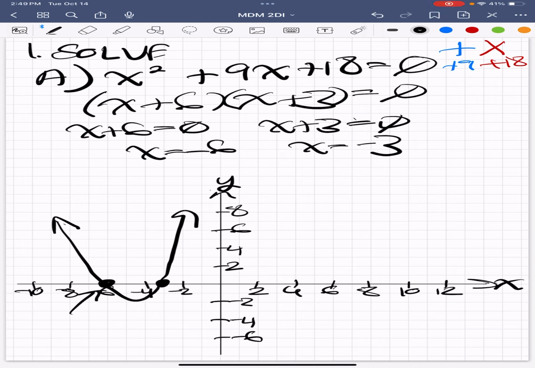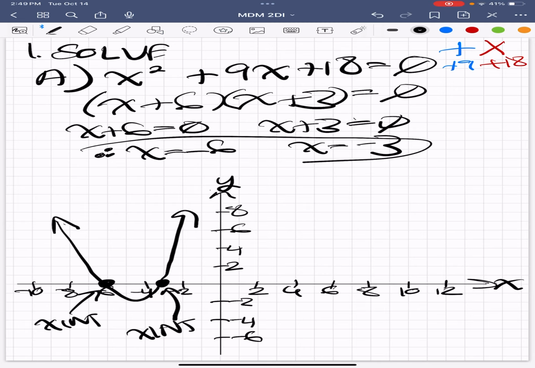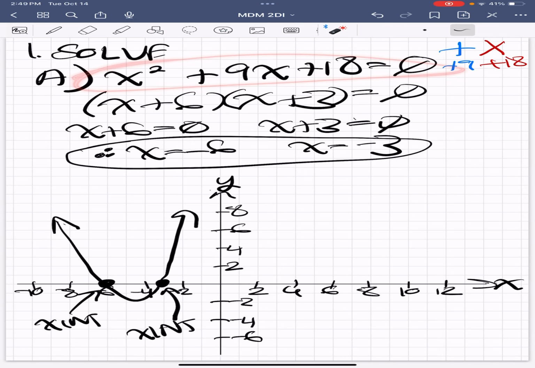And here are our two x-intercepts. And here is our therefore statement. So x equals negative 6 and x equals negative 3. So we had our quadratic equation equal to 0. We factored it, and then we set them equal to 0 to find the roots. Zeros are x-intercepts. And we set it equal to 0, and then we solved for x.